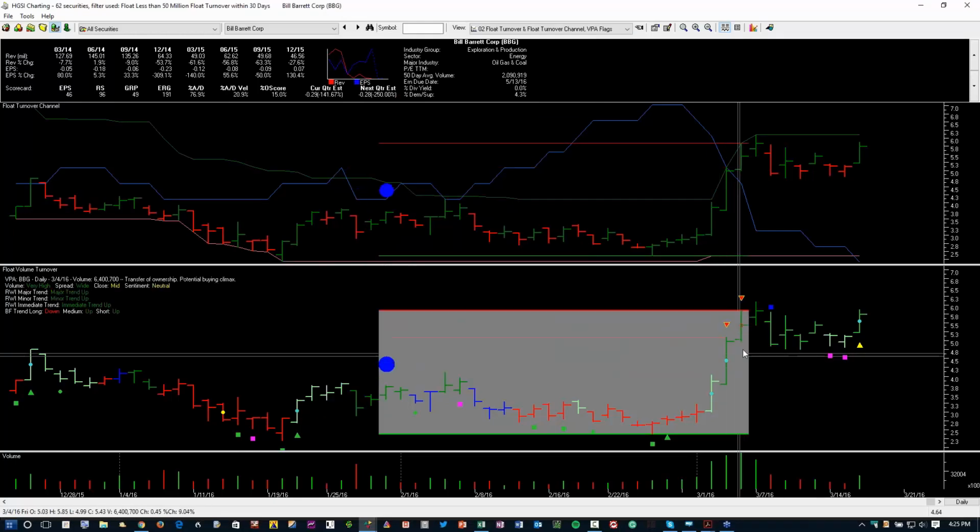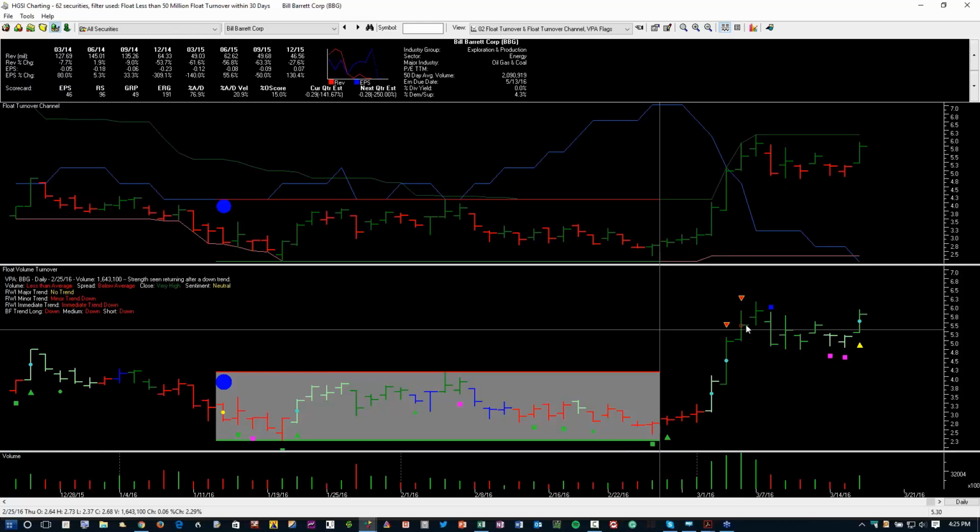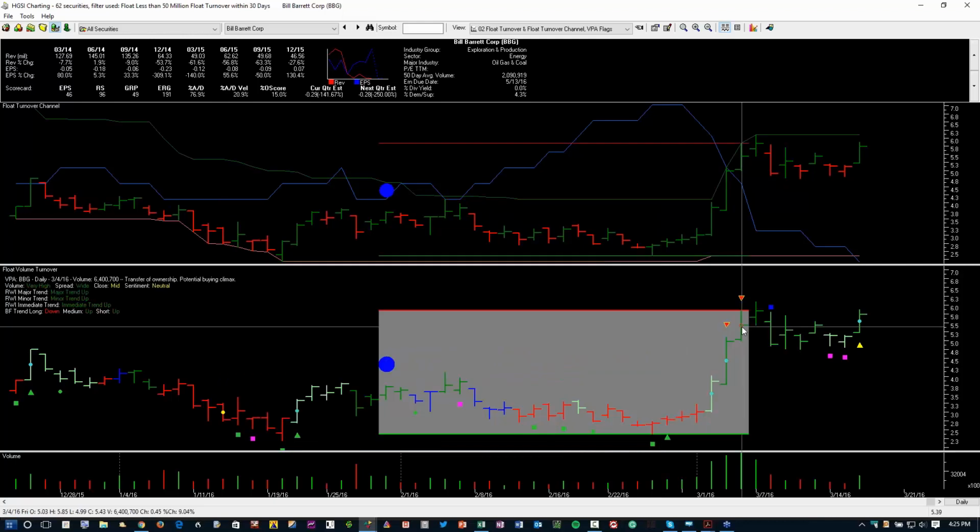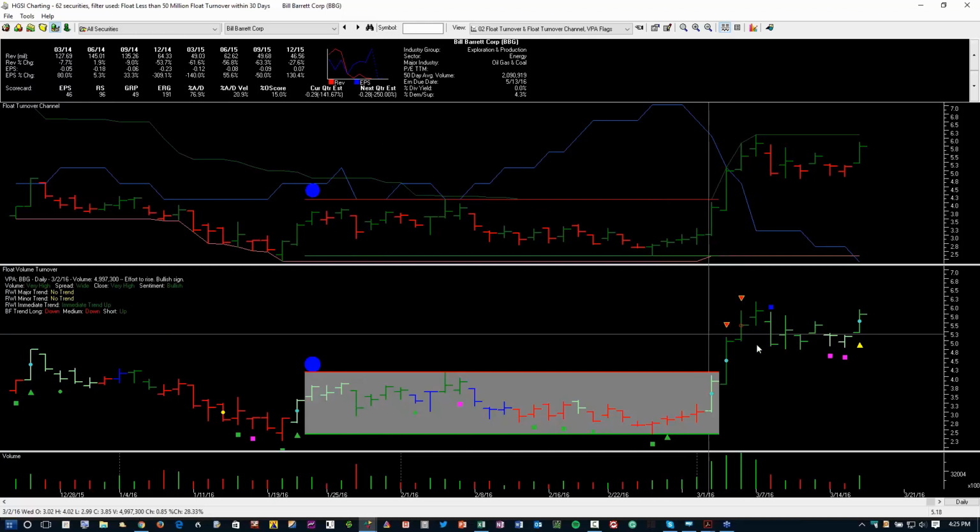Then here's another confirmation here. And here is where you're starting to see some profit taking. When you get these signals of a transfer of ownership and a potential buying climax, it doesn't mean the run is over, but it often means that you're going to have to go through some sideways consolidation and basing before you can move higher.